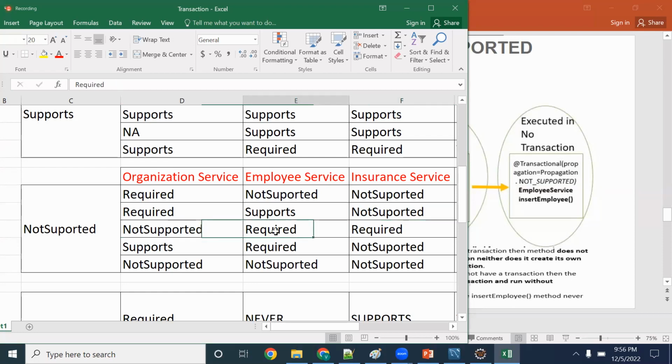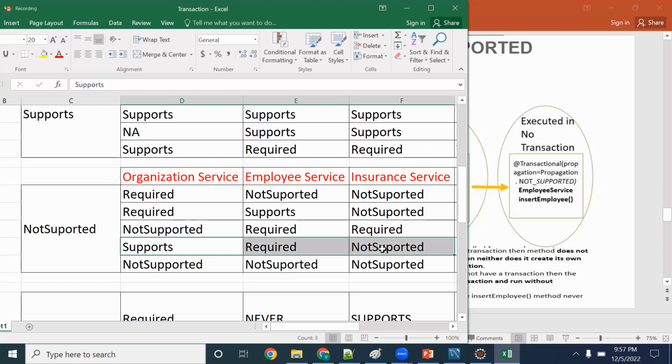Not supported, required, required. What happens here? At the org level, I'm telling not supported. It is not part of the transaction. Employee required, insurance required. It's the same as before, two separate transactions. Correct. Employee will have its own transaction. Insurance will have its own transaction, right?